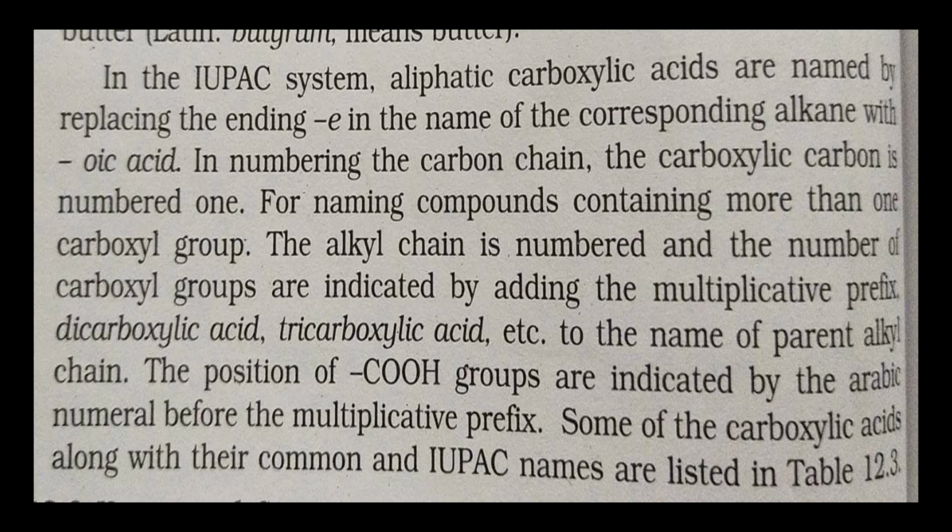For naming compounds containing more than one carboxyl group, the alkyl chain is numbered and the number of carboxyl groups is indicated by adding the multiplicative prefix, dicarboxylic acid, tricarboxylic acid, etc., to the name of the parent alkyl chain. The positions of COOH groups are indicated by Arabic numerals before the multiplicative prefix. Some of the carboxylic acids, along with their common and IUPAC names, are listed in Table 12.3.